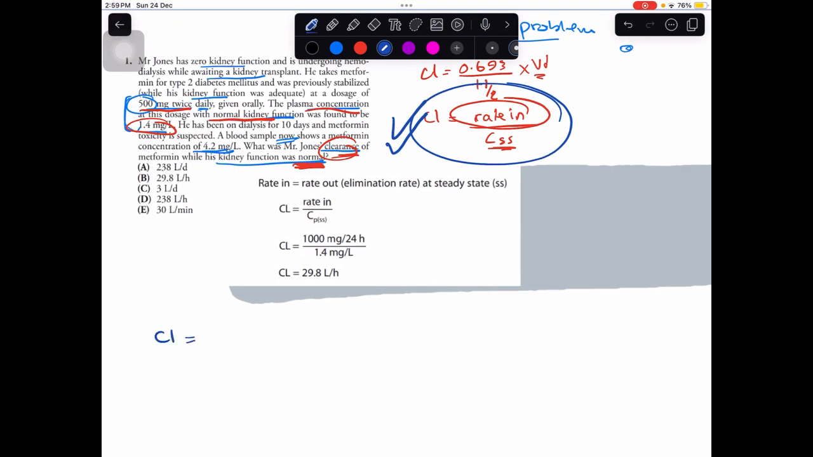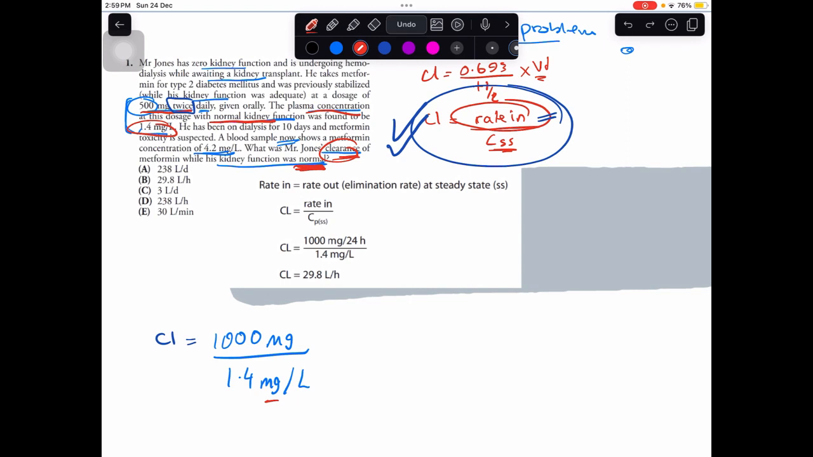Now the matter of fact is I'll just write it down. So clearance equals rate in. How much was infused? How much was given? 500 milligram. Don't forget, twice a day. So now I'll do 500 times 2 is what? 1000 milligrams. And the CSS is what? 1.4 milligram per liter. Please write the dosages as well, or the units basically. Okay, now it's just a matter of dividing. Okay, 1000 divided by 1.4, I get 714.29, let's say.